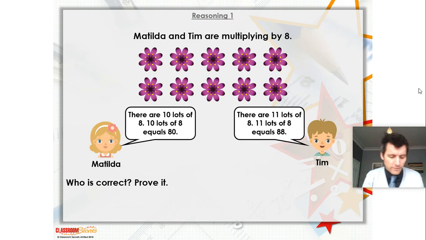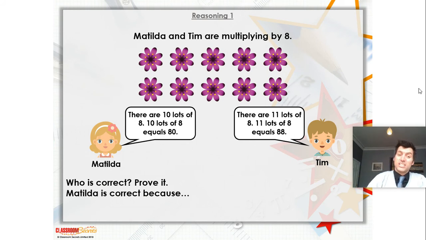Matilda and Tim then, hopefully they're not going to be naughty and get things a bit twisted up. Now, Matilda said there's 10 lots of 8 and 10 lots of 8 equals 80. Tim over here says there's 11 lots of 8 and 11 lots of 8 equals 88. Okay, now, both of them have done their multiplication correctly. But if we look, can we see who's correct, whether it's Matilda or Tim?